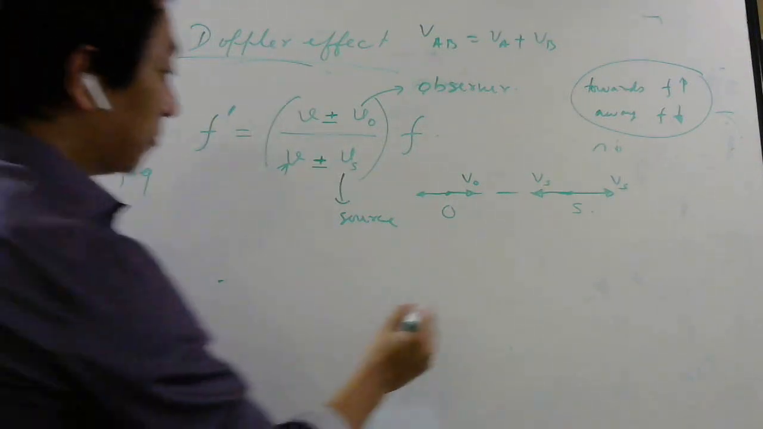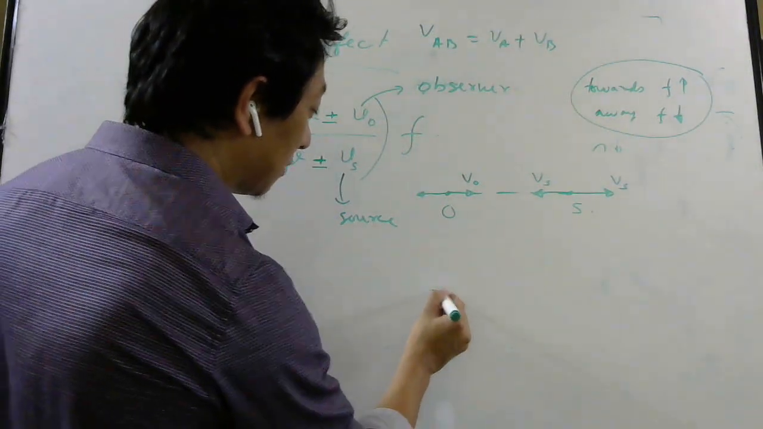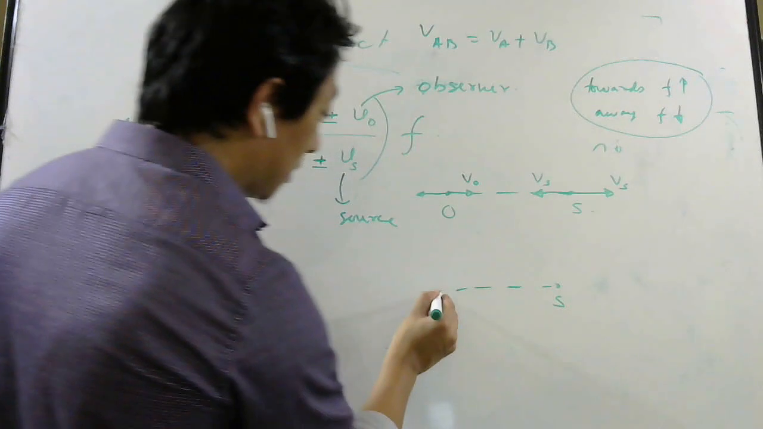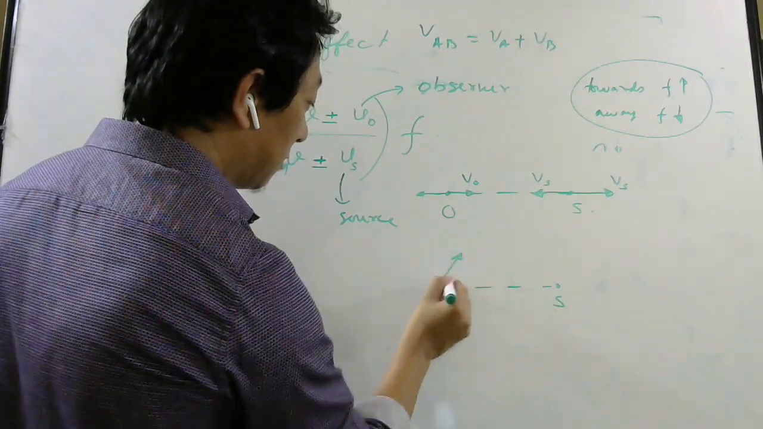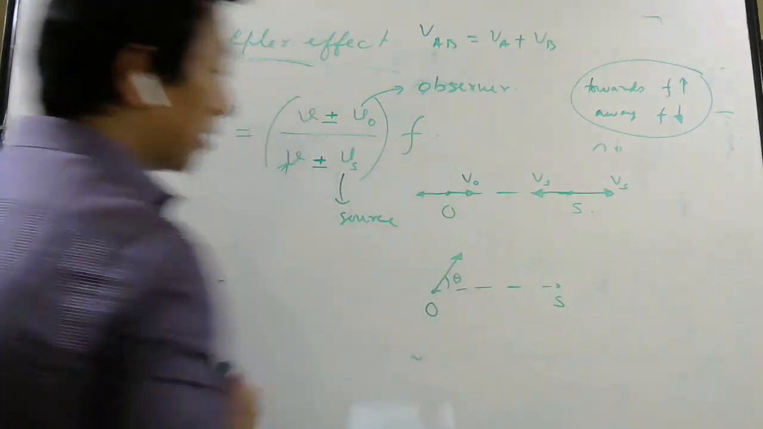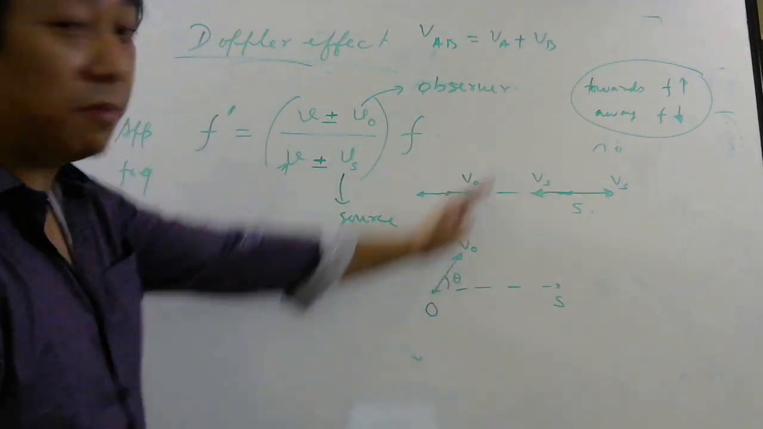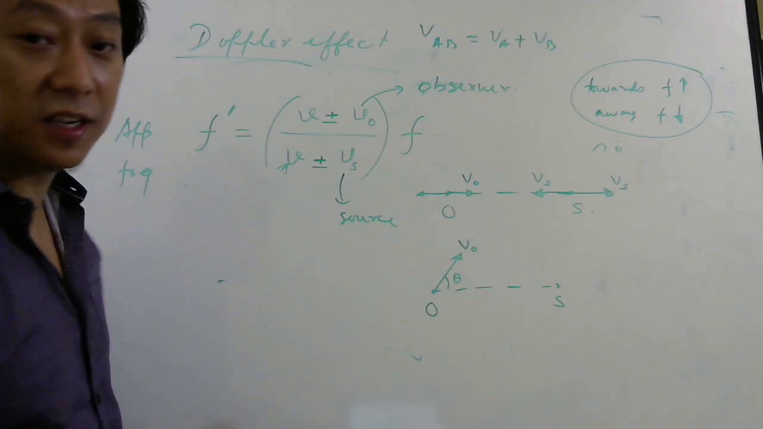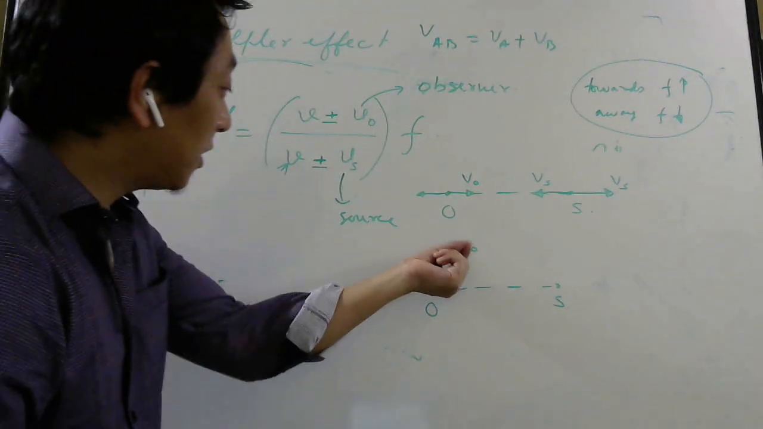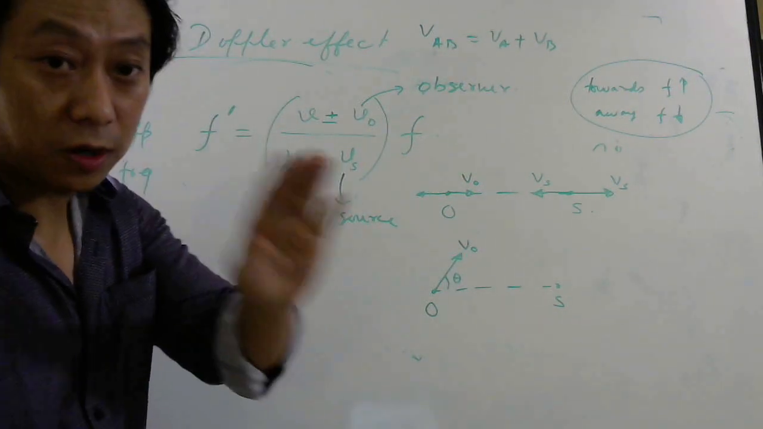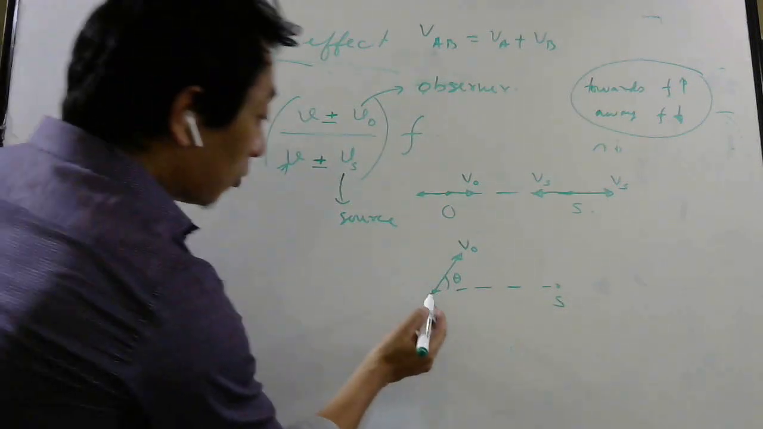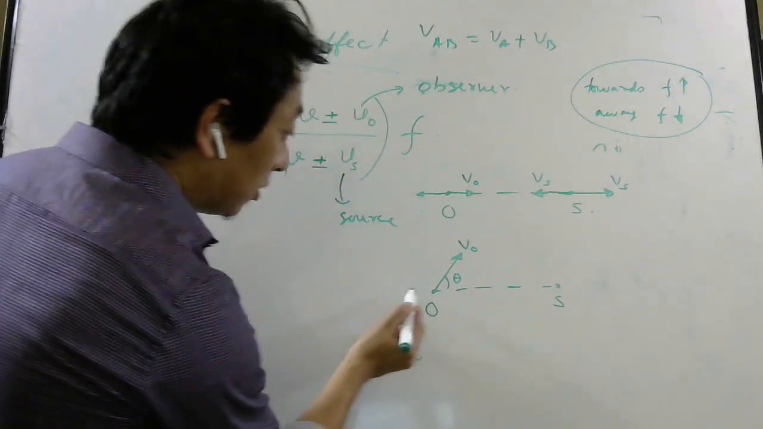Last point I try to make is, sometimes this is the observer, this is the source. The observer will be moving at some angle with respect to the source. So this is VO. Let's say VO is 10 meter per second at some angle, 30 degree. Then can I put that 10 meter per second here? No, you cannot. Why? Because you only want that velocity which is along the line joining.